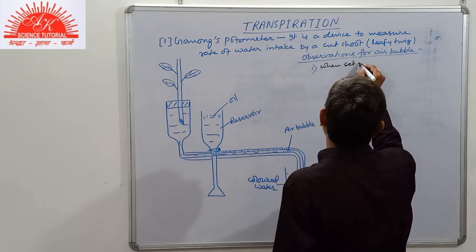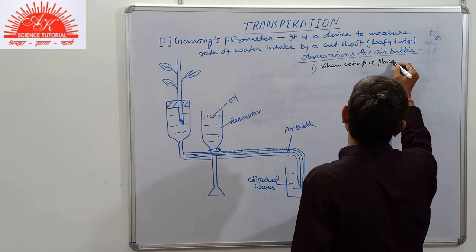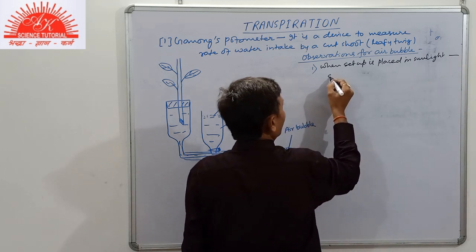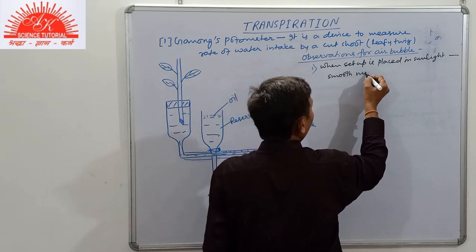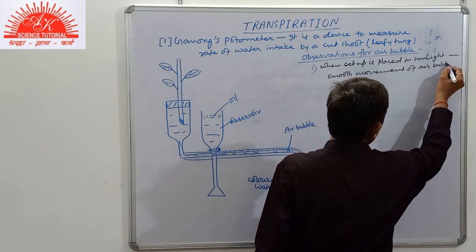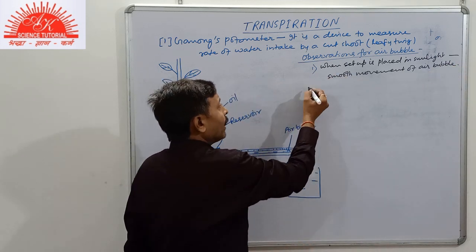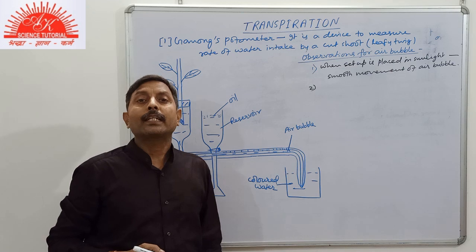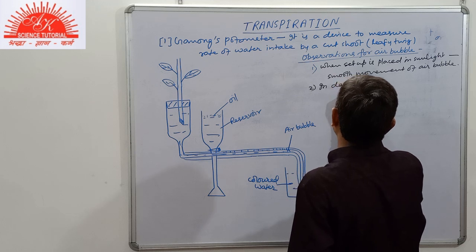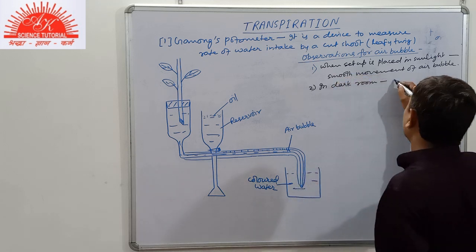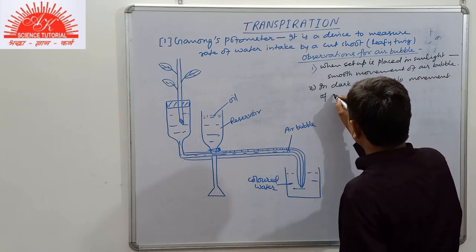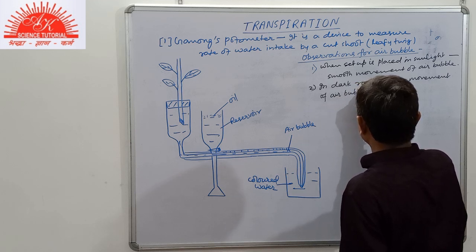So when setup is placed in sunlight, a smooth movement of air bubble will take place. In next case, suppose the setup is placed in darkness. Now in dark room, suppose the setup is placed in dark room, then no movement of air bubble.